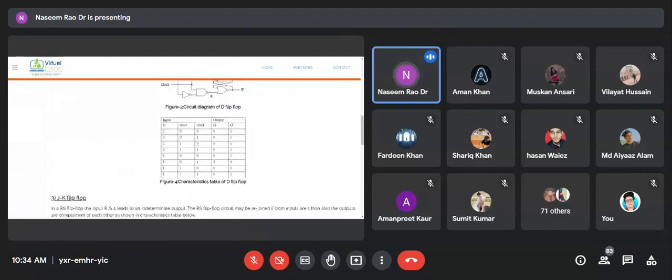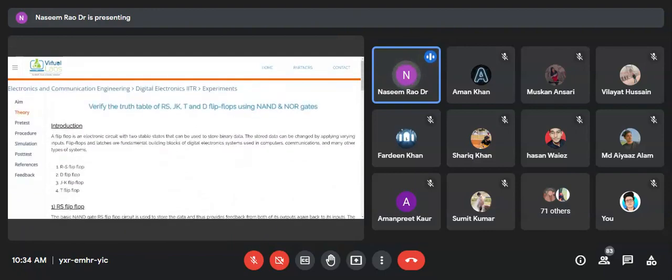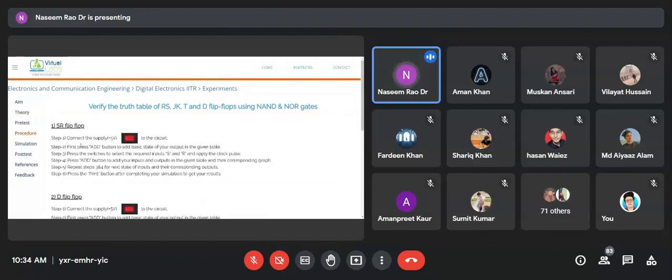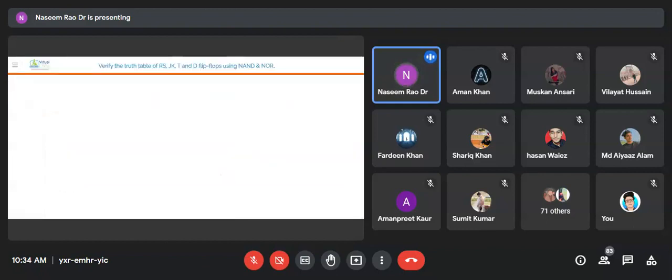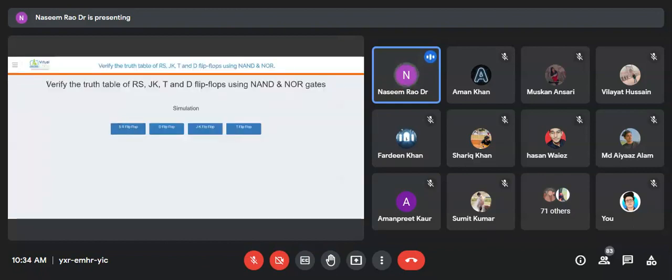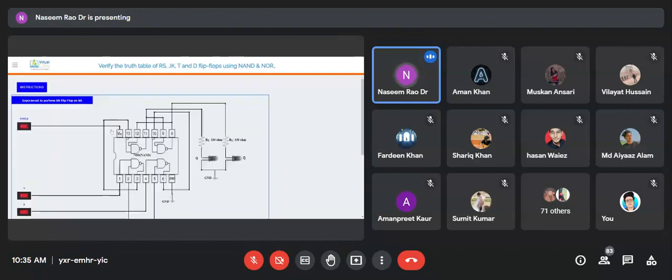So this is the theory portion, and I am going to start the procedure also. First, connect the supply plus 5 volt to the circuit. So I'm going to start directly. So we verify the truth table of JK and this one. First of all we discuss the SR flip-flop. So you can see here, can you see this one?